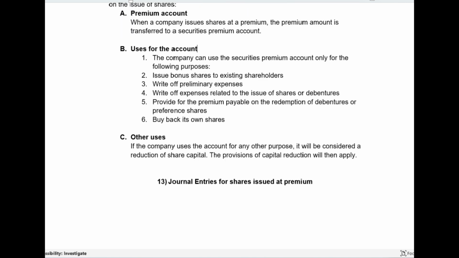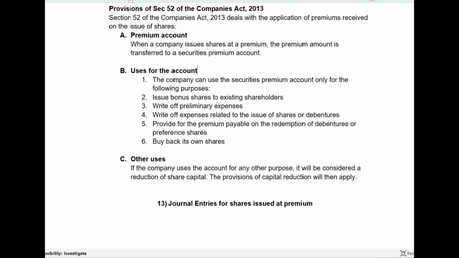So according to Section 52 of the Companies Act 2013, the amount of money collected by the company through securities premium, that is at an issue price higher than the face value of the shares, can be utilized only for the following purposes. Firstly, a company can issue bonus shares to its existing shareholders. So from the securities premium account a company can issue bonus shares to its existing shareholders, not to the new shareholders.